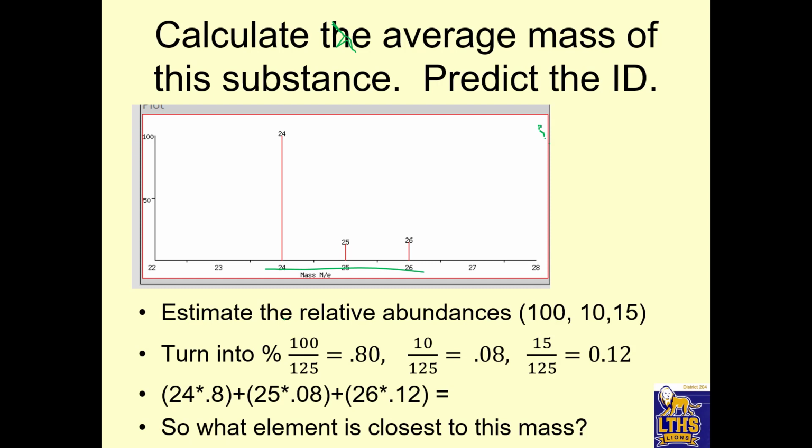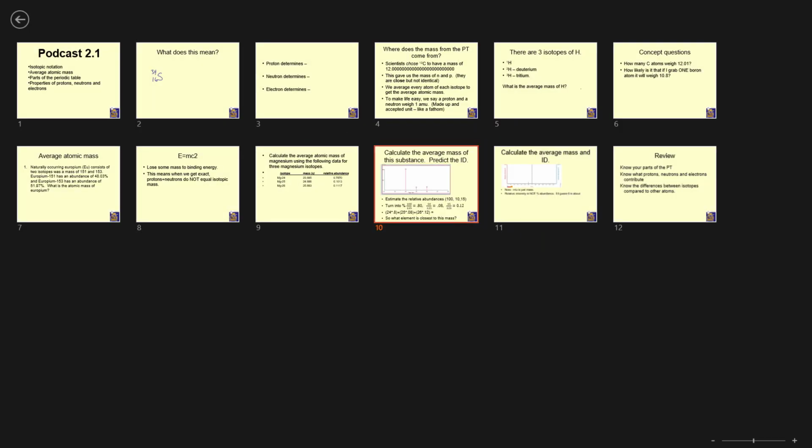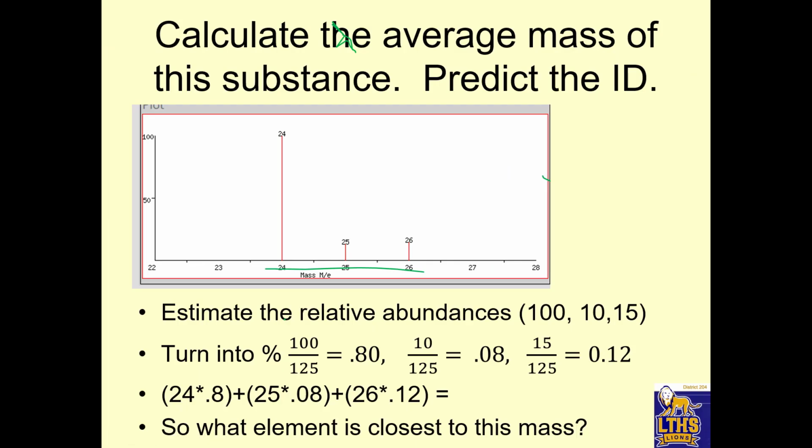So I estimated that 25 was 10%. Looking right here. Oh, where's my pen? You punk! What is this doing to me? Okay. So I estimated that 25 was about 10%, and 26 was about 12%. It's a little bit bigger, and I just estimated.